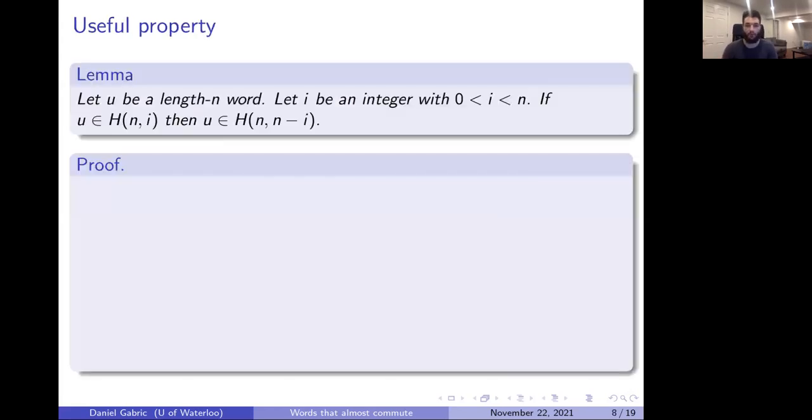So here's a useful property that we're going to use later. If we have a length n word u and an integer i between 1 and n-1, then if u is in H n i, then u is also in H n, n-i.